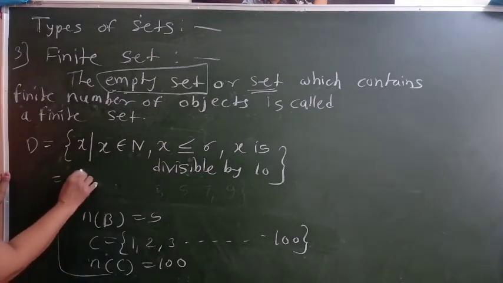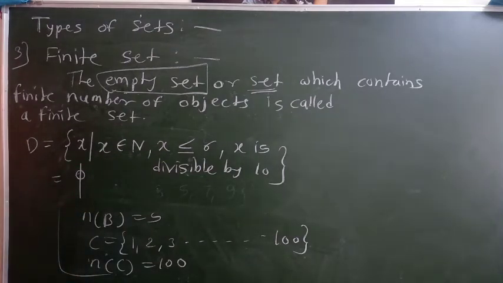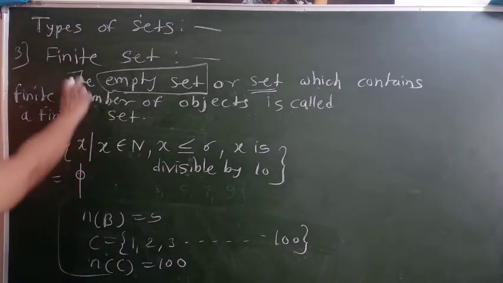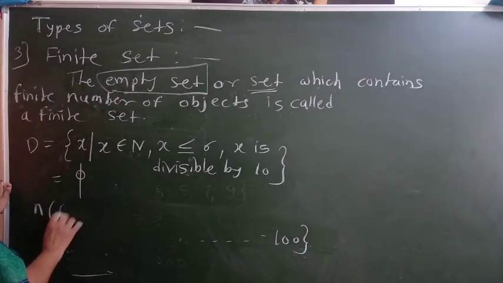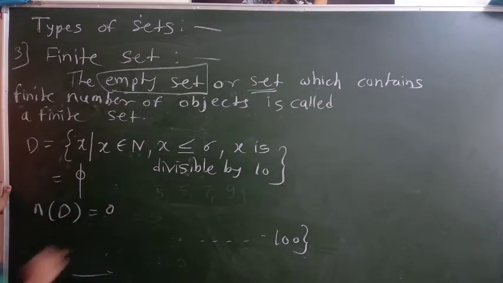Then there is no element. This D is an empty set, null set. So this set is also a finite set because you can count how many numbers are there. How many numbers are there? 0. So this is also a finite set. So empty set is also a finite set, and a set containing a finite number of objects means we can count all the elements of that set. So it is a finite set.